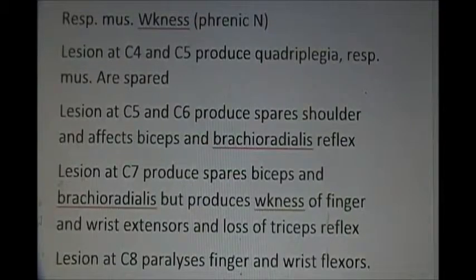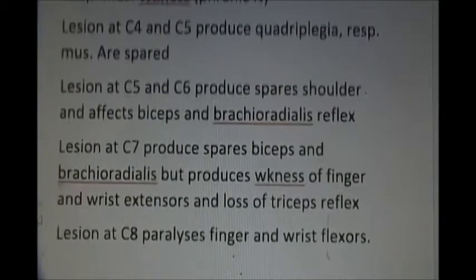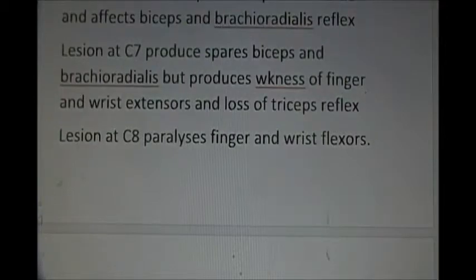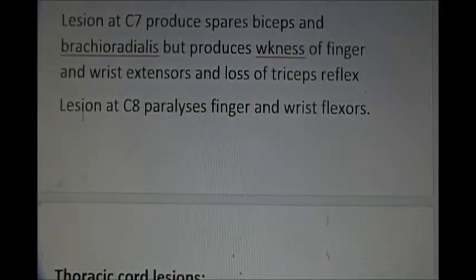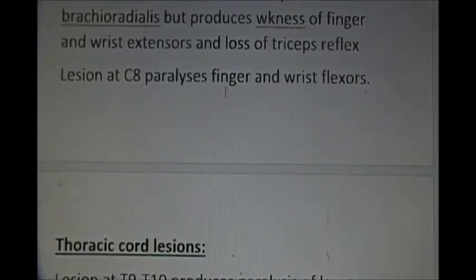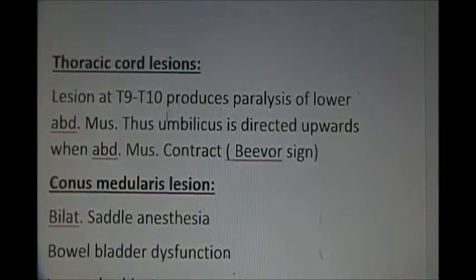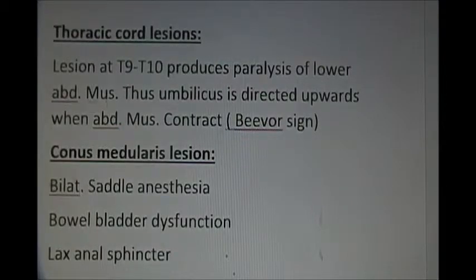they spare the shoulder, but they affect the biceps and brachioradialis reflexes, which are lost. Lesion at cervical 7 spares the biceps and brachioradialis reflexes, but that produces weakness of the finger and wrist extensors and loss of triceps reflexes. Lesion at C8 paralyzes the finger and wrist flexors. The thoracic cord lesions. Lesions at T9 and T10 produce paralysis of the lower abdominal muscles. Thus, the umbilicus is directed upwards when abdominal muscles contract, and this is known as Beevor's sign.